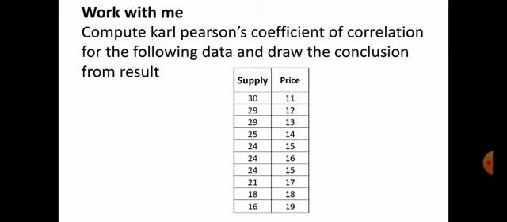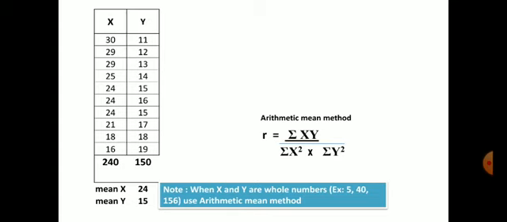Once again, 10 entries. What you have to do in the beginning is calculate the summation x and summation y. If the means are whole numbers, then you can use the arithmetic mean method. I have already calculated, just have a look. Summation x is 240 and summation y is 150. Therefore summation x by n, the arithmetic mean, is 240 by 10, which is 24, and the mean of y, y bar, is 150 by 10, which is 15. Since it is a whole number, we go with the arithmetic mean method.